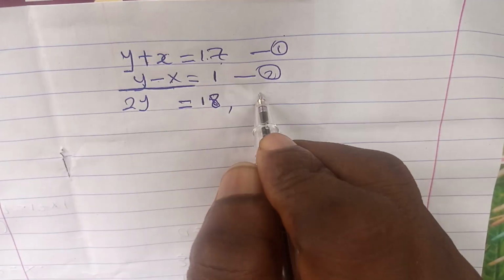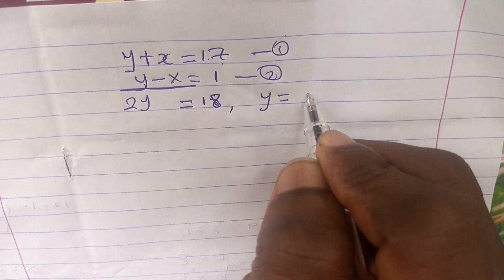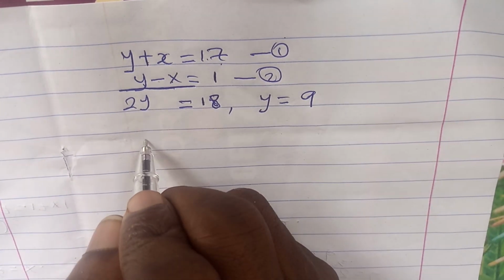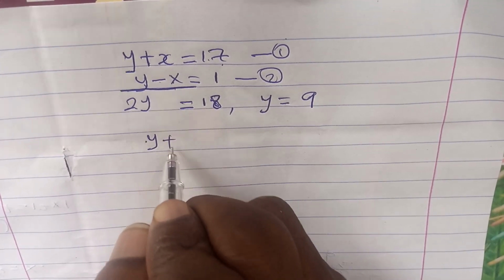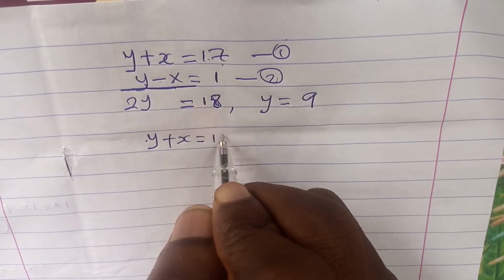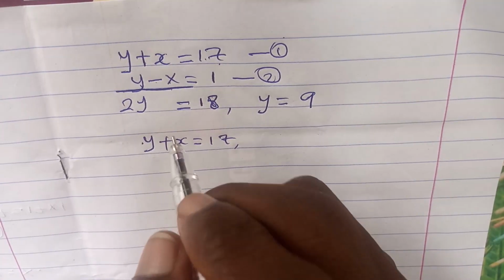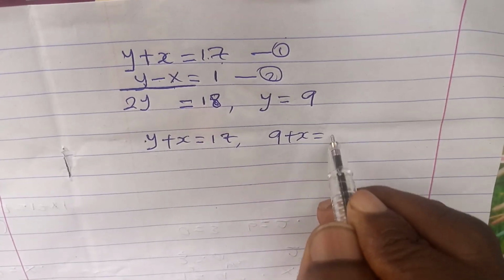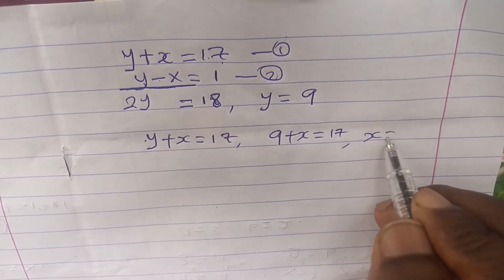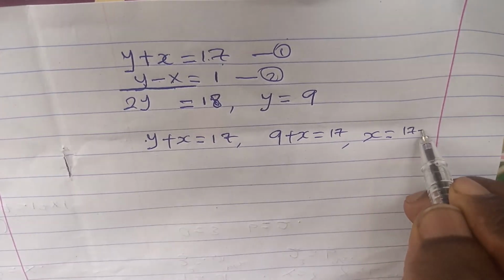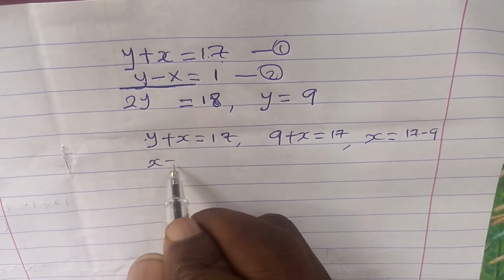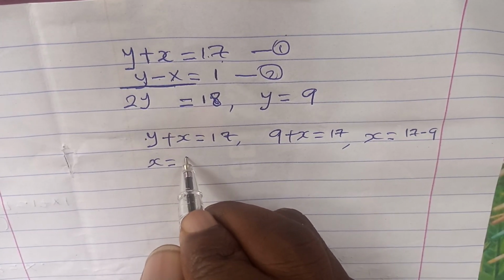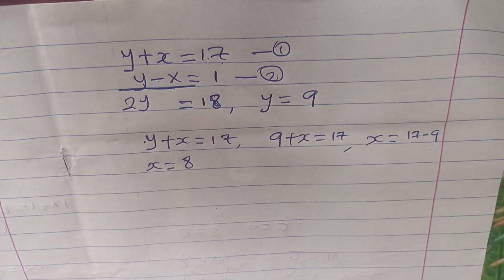Therefore, our y is equal to 9. If we want to look for the value of x, let's pick equation 1. We say y plus x is equal to 17. Knowing y to be 9, we can say 9 plus x is equal to 17. Therefore, x is equal to 17 minus 9, so x is equal to 8.